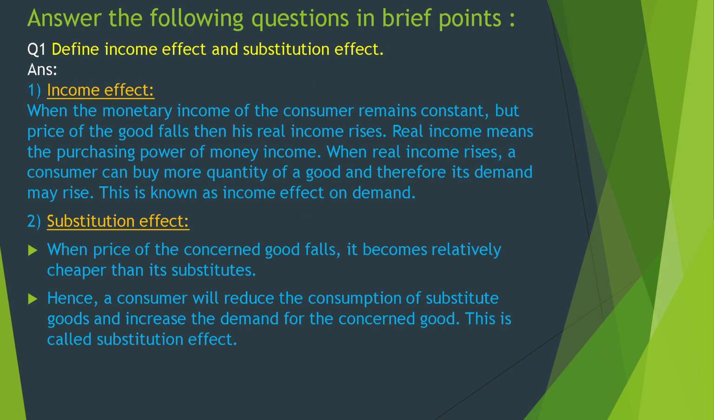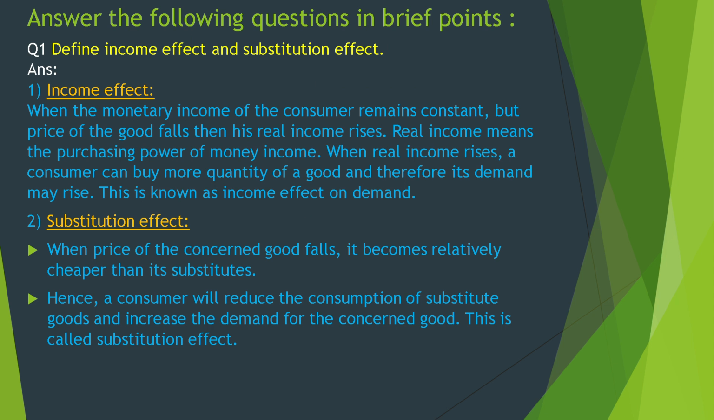Answer the following questions in brief points. Define income effect and substitution effect. Income effect: when the monetary income of a consumer remains constant but the price of the good falls, then his real income rises. Real income means the purchasing power of money income. When real income rises, a consumer can buy more quantity of a good and therefore its demand may rise. This is known as the income effect of demand.